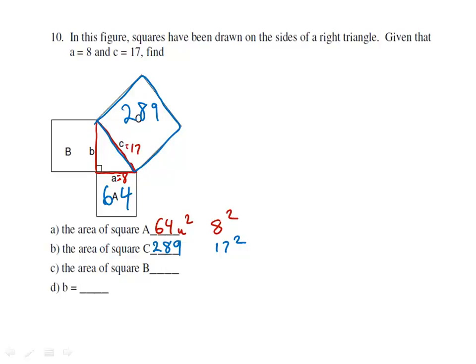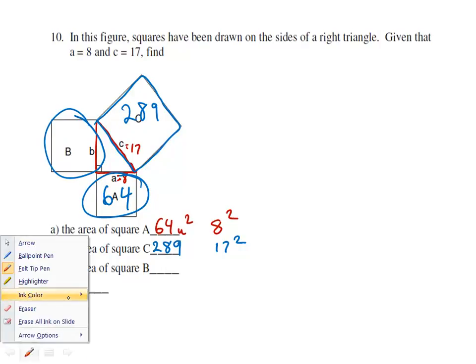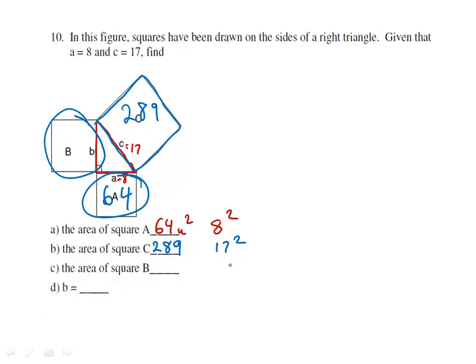The area of square B. All right, to find square B, there's several ways you can do it. The fastest, simplest way is to remember that this square plus this square, their areas, have to add up to the area of this one. And knowing that, then, we can work backwards. 289 minus 64 equals the area of square B, because square A and B have to add up to 289. So 289 minus 64 gives us 225. All right, so this area is 225 units squared.